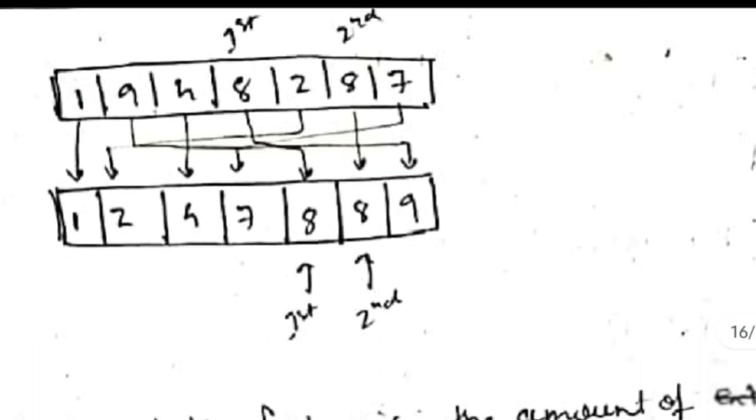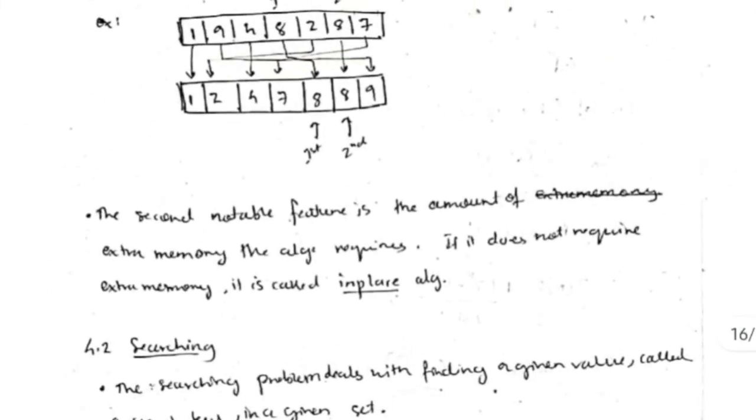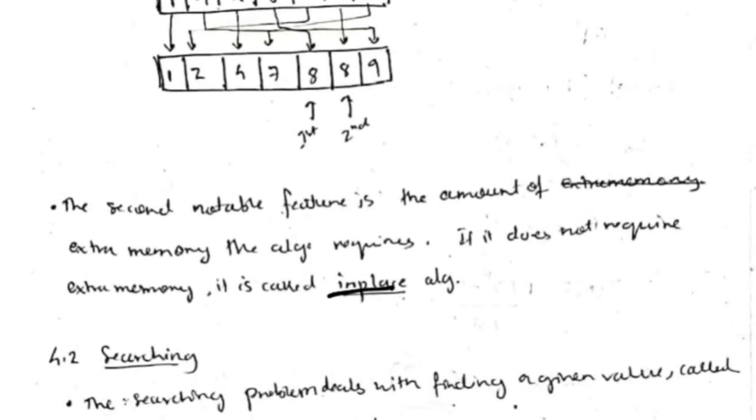Consider this array here. If it has two elements that are the same, like 8 and 8, and after sorting the first 8 is still before the second 8, then this is known as a stable algorithm. And the second one is an in-place algorithm. In-place algorithm means it does not require extra memory while sorting the elements. Okay, so that's known as an in-place algorithm.